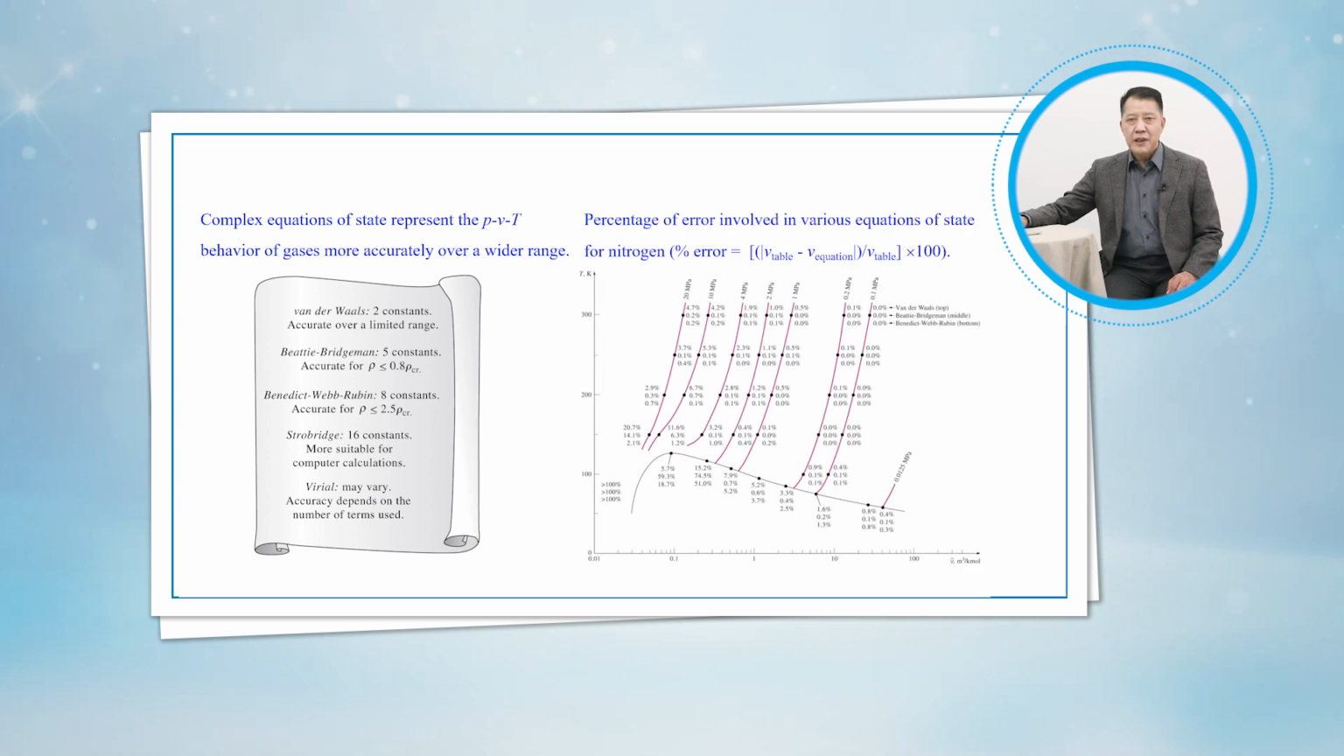The accuracy of the van der Waals, the Beattie-Bridgeman, and the BWR equations of state for nitrogen is illustrated in the figure. It is apparent from this figure that the BWR equation of state is usually the most accurate.